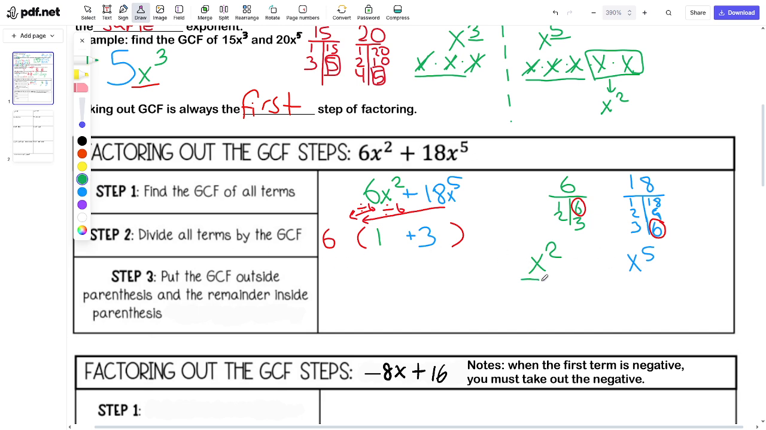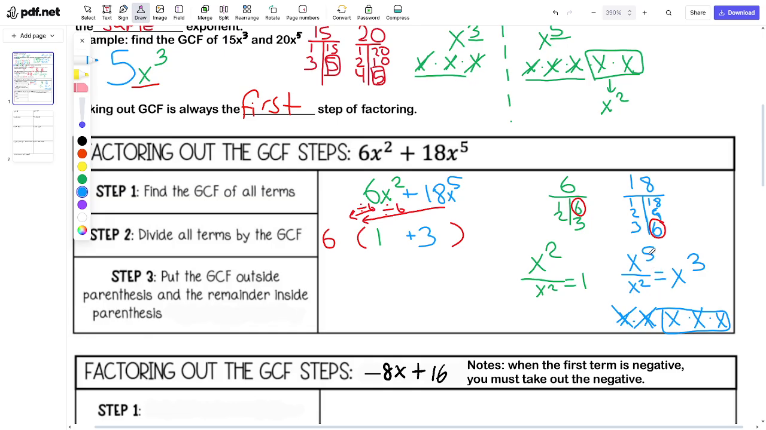So what happens if you divide x squared by x squared? Well, that's just 1. Anything divided by itself is 1. And then x to the 5th power divided by x squared is x to the 3rd power. Why? Well, when we have 5 x's, and you take out 2 of them by dividing them, there's only 3 left.